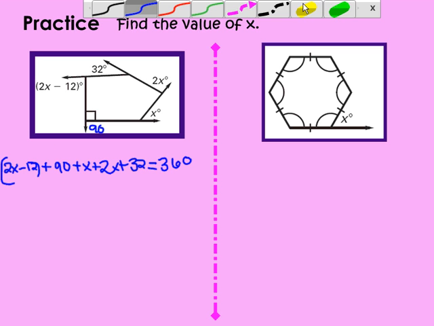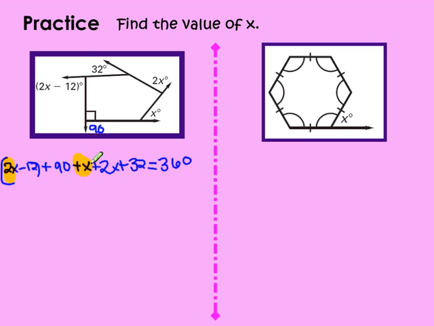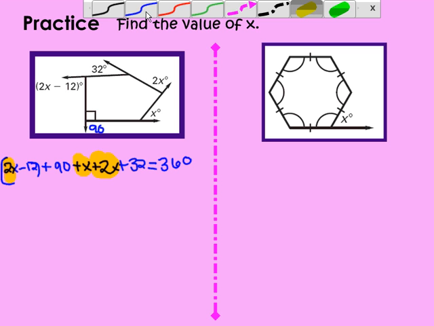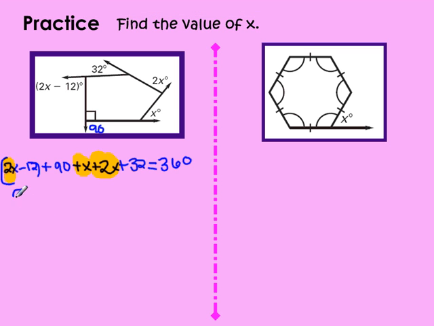So combining like terms, we have a 2x, x, another 2x. We'll find that we have 5x plus negative 12 plus 90 plus 32 makes 110. This is all equal to 360 degrees. We'll subtract the 110 from both sides, and we're left with 5x is equal to 250 degrees. And dividing by 5, we get that x is equal to 50.